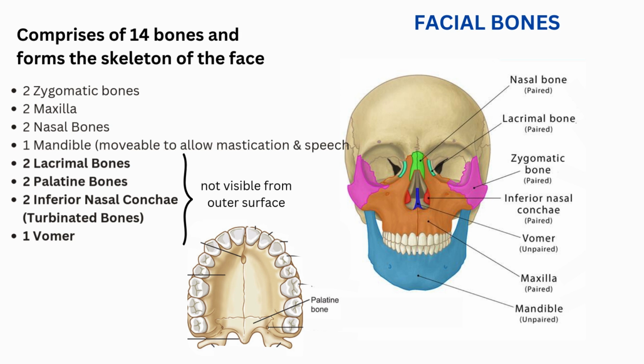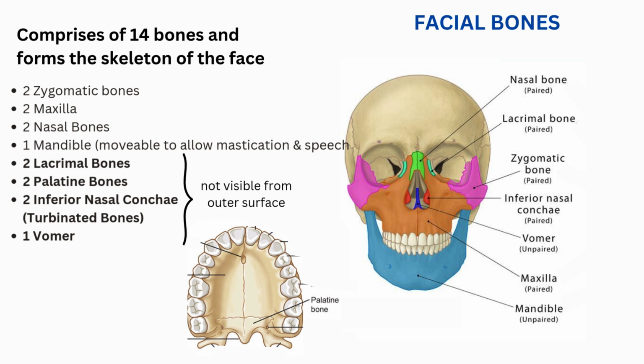We have two inferior nasal conchae or the turbinated bones. These are located inside the nasal cavity, and they help in filtering, warming and humidifying the air that we breathe. We have one vomer, and this bone forms the part of the nasal septum, dividing the nasal cavity into two halves. So in summary, the facial bones provide structural support, and they help with facial expressions, and they play a key role in eating, breathing and speaking.